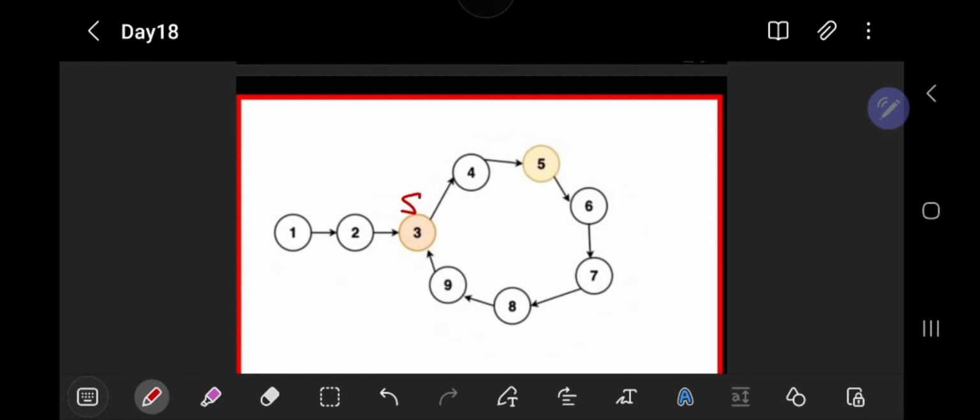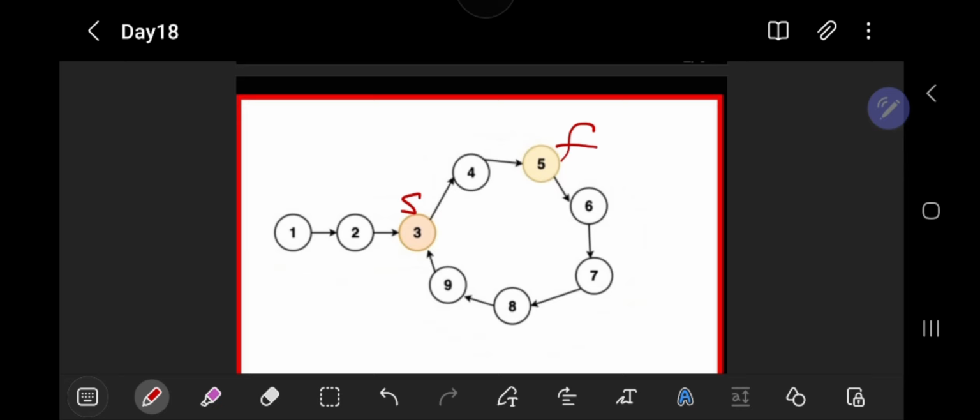So if slow is 2 steps further, I mean we perform 2 iterations. So slow will move 2 steps further. Where will be our fast? If slow moves 2 steps further, fast will also move 2 times, but it will move twice, right? Fast will move 2 steps further. So fast will move like here and this. So fast will be over here.